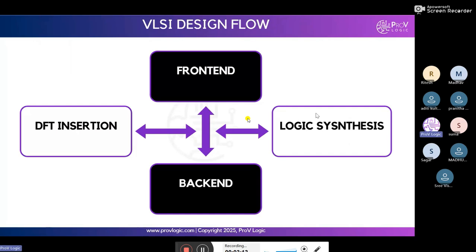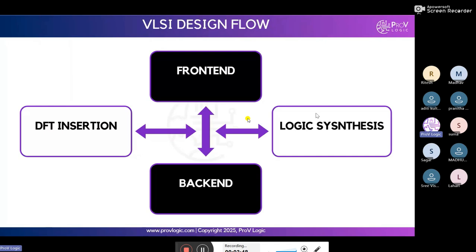So coming to the VLSI design flow. In the VLSI design flow, we have a front-end domain and a back-end domain. Okay. So you have all joined for the front-end domain, design verification, and also physical design, right? So today we will discuss what front-end domain means, what the different steps are, what back-end domain means, and what DFT insertion and logic synthesis are, and then we will start with Verilog HDL. Okay, so first the VLSI design flow.